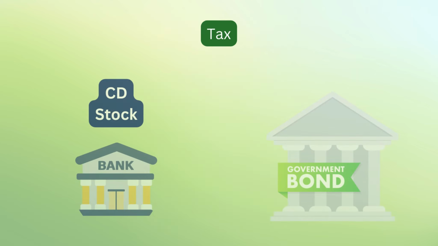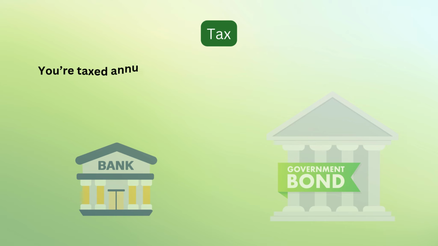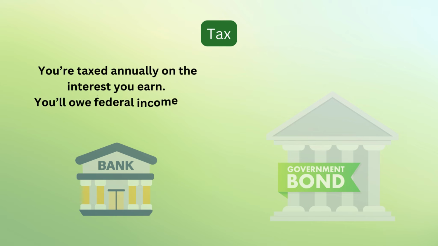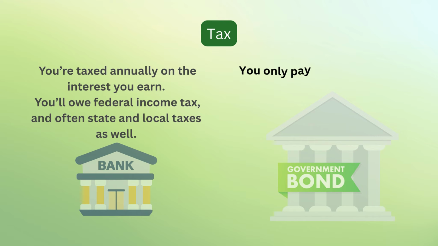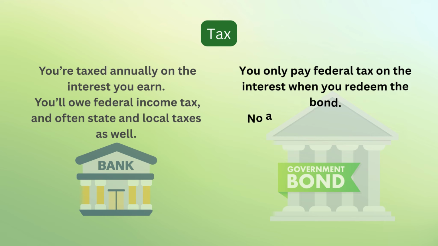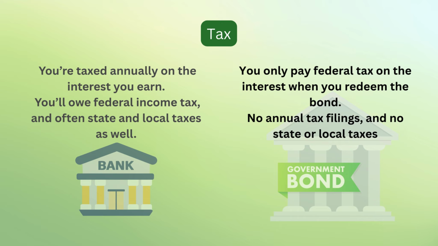With CDs or stocks, you are taxed annually on the interest you earn, and you'll receive a 1099 form each year. You'll owe federal income tax and often state and local taxes as well. In contrast with I-bonds, you only pay federal tax on the interest when you redeem the bond. No annual tax filings and no state or local taxes, making them a very attractive option from a tax perspective.